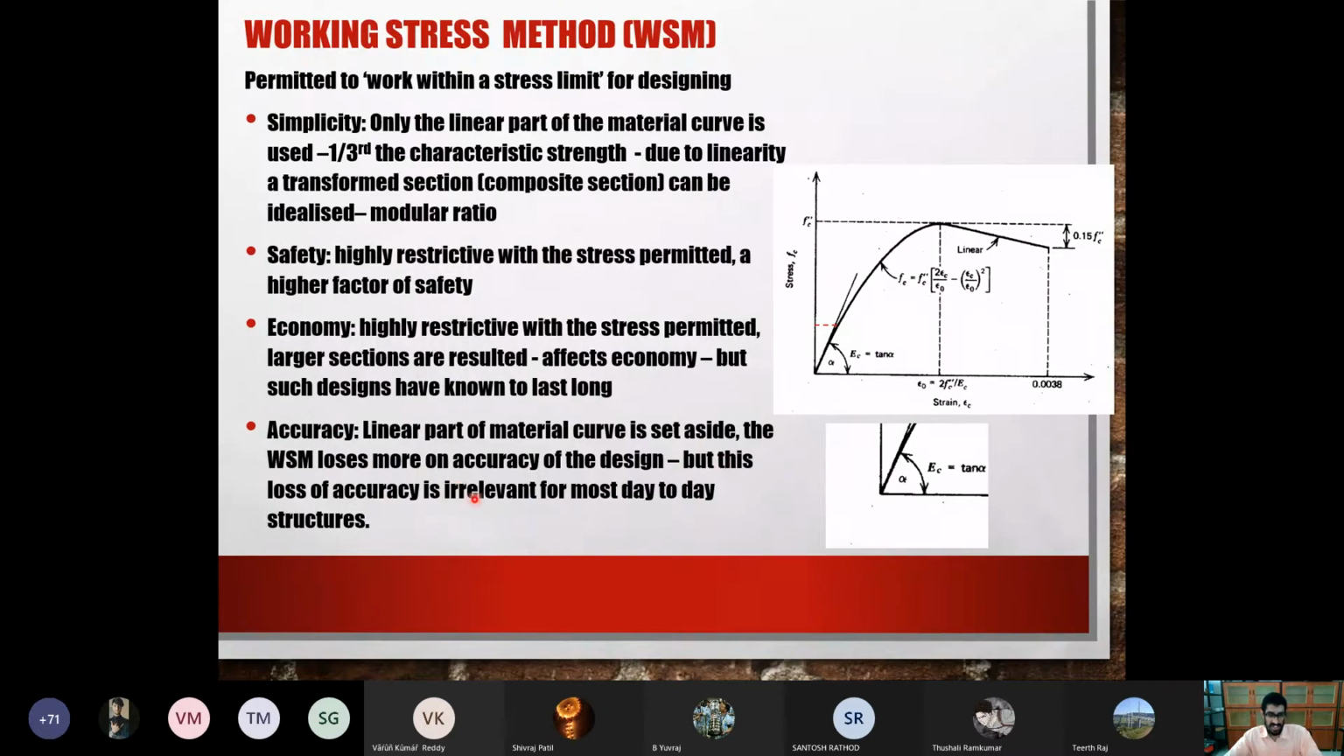But for most day-to-day structures like normal buildings, apartments, and common kinds of structures, that level of accuracy is not really necessary. So this is the basic principle behind the working stress method. You just use part of the stress, and the stress limit which you set is known as the working stress.